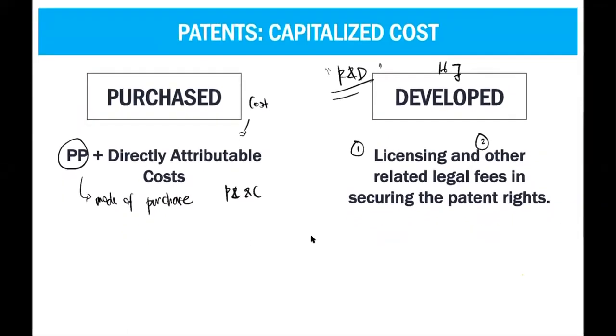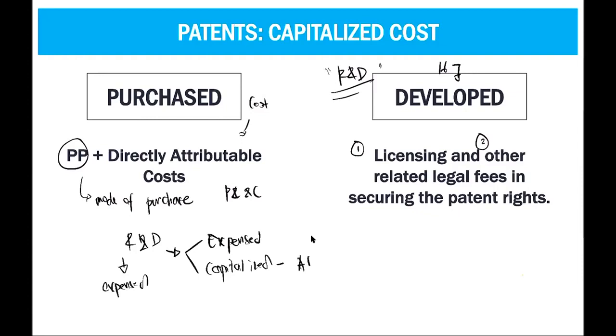So remember before, we learned that in your research and development, all research costs are to be expensed, and all development costs are tested, whether to expense or capitalize. But when do we capitalize it? We capitalize it only if ITAMI is present. So we go back to your development costs. When can we say that there is technical feasibility?